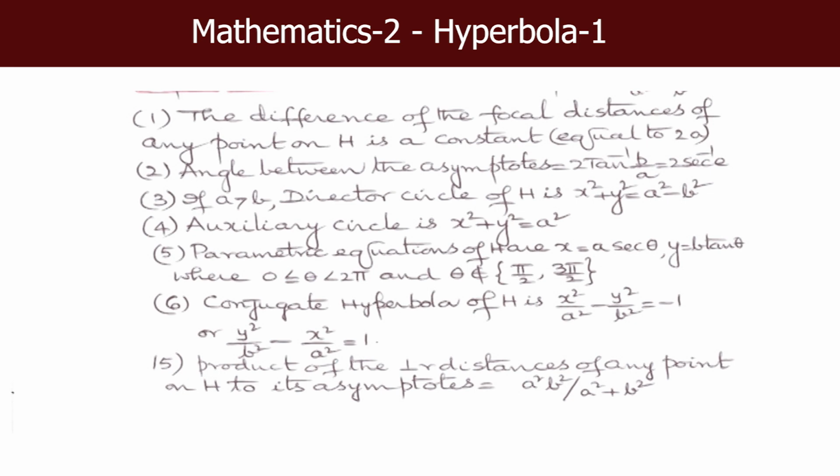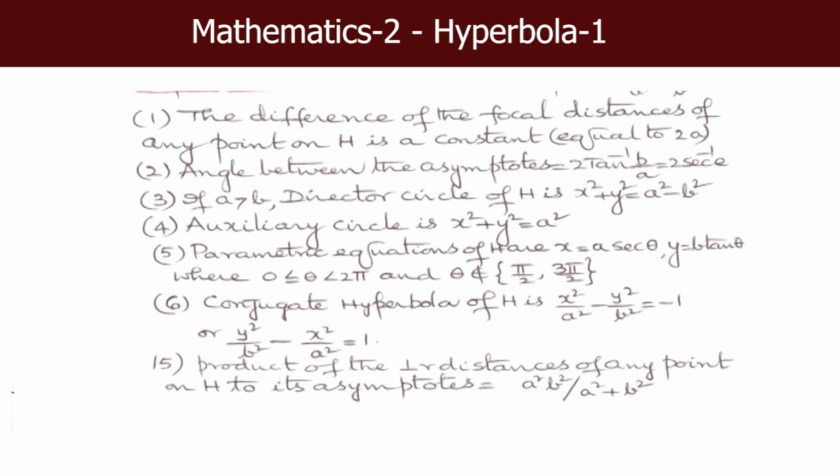Once again, this is the locus of the feet of the perpendiculars drawn from the foci onto any tangent drawn to the hyperbola. Then parametric equations of the hyperbola x square by a square minus y square by b square equal to 1 are given by x equal to a secant theta, y equal to b tan theta, where theta can range between 0 and 2 pi, but theta not assuming either of the two values pi by 2 and 3 pi by 2.